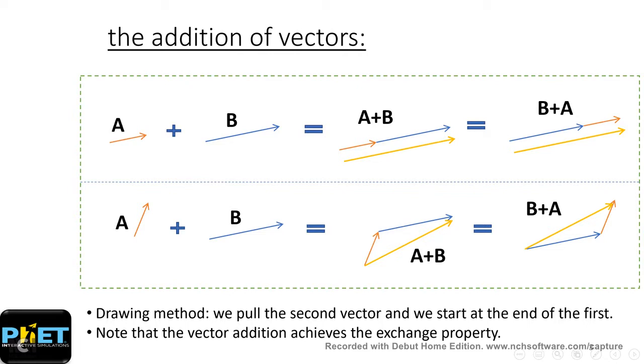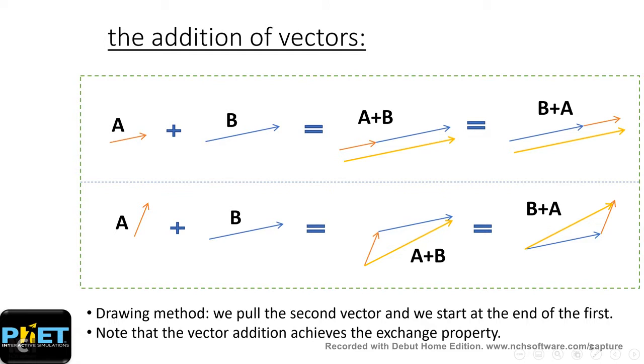What if we have different directions for these vectors? This is A and this is B. We need to add them together. At first we need to take A. Then we need to take B and put its tail at the head of A. This is B, and this is the resultant vector, which is equal to B plus A.